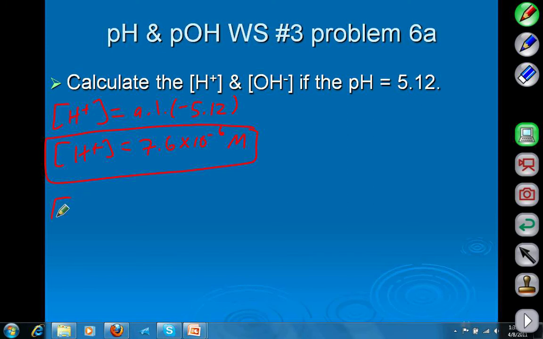That's answer number 1. Now we have to find a separate answer, the OH minus. I think the easiest way probably to do this would be to divide that previous number we got into 1 times 10 to the minus 14th. There are other ways to do it. This to me sounds like a one-stepper. And that is 1.3 times 10 to the minus 9 equals the concentration of OH minus.